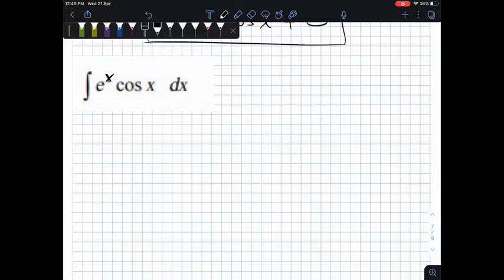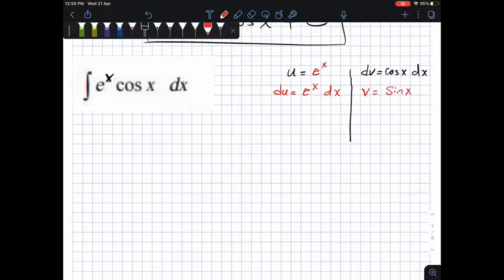So first of all, according to the word LIPET, u will be e to the power of x, and dv is equal to cosine x dx. We will find the derivative of the first, the du, and the integral of the dv, as you know. So we have du equal e to the power of x dx, and for dv, its integral v equals the integral of cosine, which is sine x.